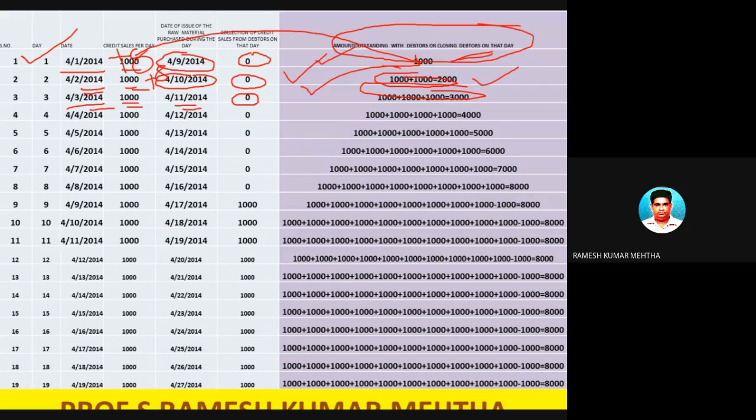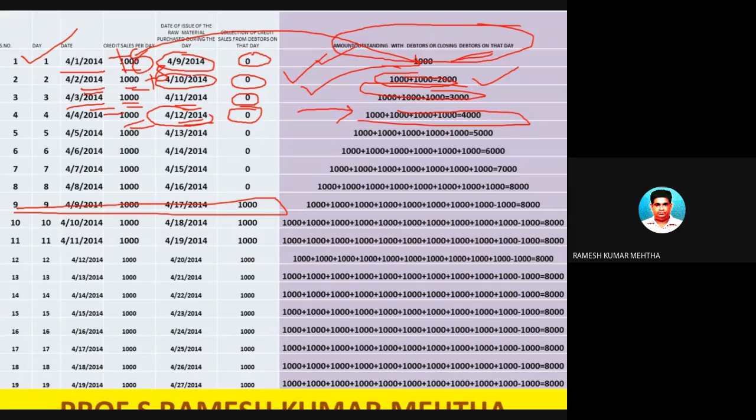On 4th April, again I am selling another 1000 rupees worth of goods, which he is going to repay or clear after 8 days, on 12th April. Has anything been collected? No, nothing has been collected from the debtors. So now this also gets accumulated because it is after 8 days that we are going to get the money. That is, on 9th April we are going to get some money. So what is outstanding now? 4000 rupees, which is the capital getting stuck with debtors.